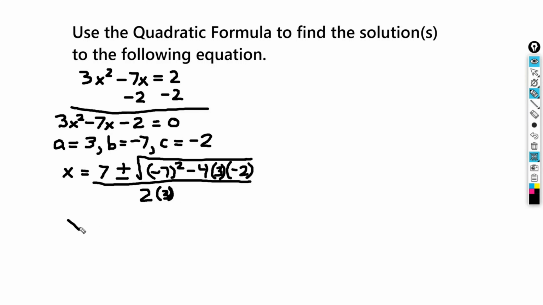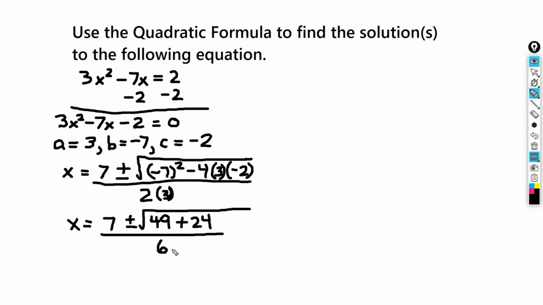Okay, so if we continue this, we get x equals 7 plus or minus, well, negative 7 squared is positive 49. And then we have a minus here, but we also have a minus here. So really it's 4 times 3 times 2 is 24. And because we have two negatives, we're going to have plus 24. And 2 times 3 is 6, so I got 6 here. If I add 49 plus 24, I get 73.